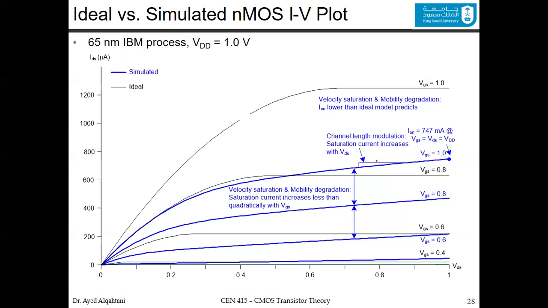Similarly, you have this slope. In the saturation, it was saturating, and that's it. It's a straight horizontal line. Now we have kind of a slope here. And this is because of the channel length modulation. Also, the saturation current increases with the VDS. These are some of the non-ideal effects, and you can see that they are affecting the operation of the transistor.